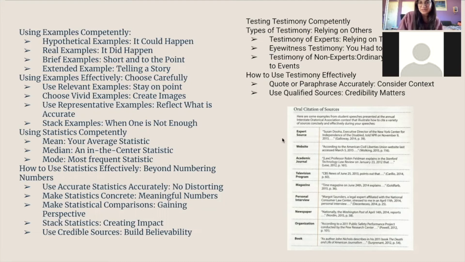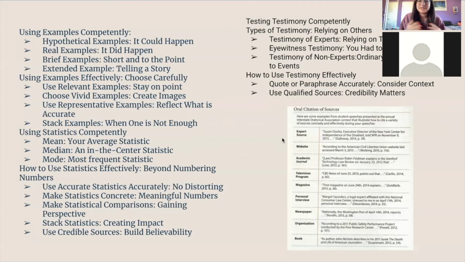Using examples effectively. To use examples effectively, we are choosing our examples carefully. So we want to use relevant examples, so we want to stay on point. When we get off on tangents, we tend to lose our audience. We want to choose vivid examples, so we want to create images, make our audience see what we're saying, and really be able to imagine what we're telling them. Use representative examples, so we want to reflect what's accurate. Stack examples. If one example is not enough, maybe give a couple of accounts of what's going on, a couple of examples to really hit home and make our message really hit.